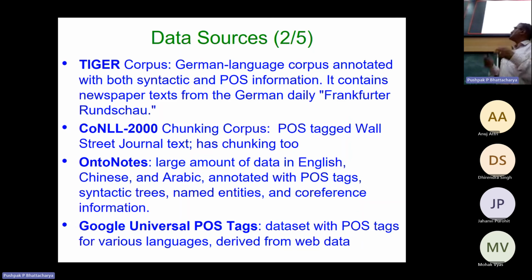Then OntoNotes is an extremely rich data because it has POS tagging as well as other kinds of linguistic annotation. Google Universal POS tags is a little more recent. A dataset with POS tags for various languages derived from the web data. And only Google could do it, right? Who else could do it? They have the advantage. They are the search engine maker, so they have the whole web at their disposal. They also benefited the community, and they did not sit on it. They created this data set and gave it to the community for part of speech learning.